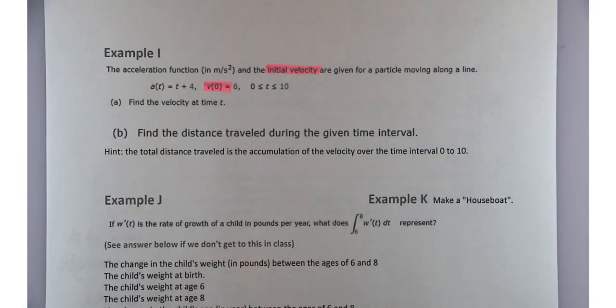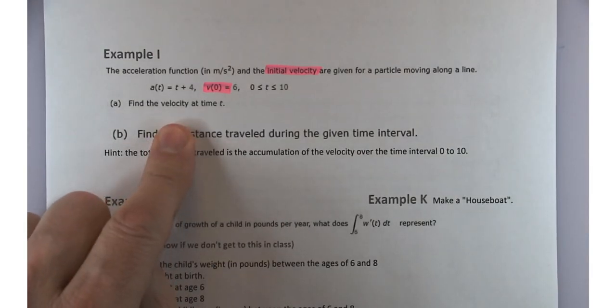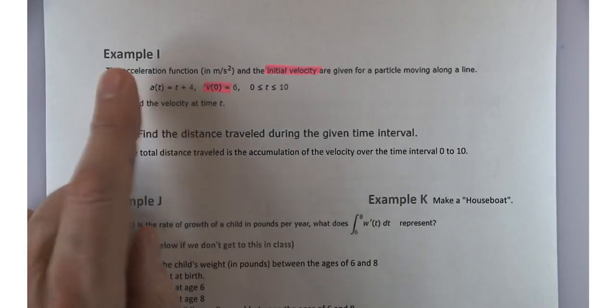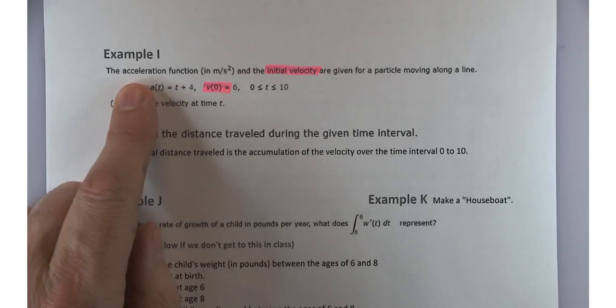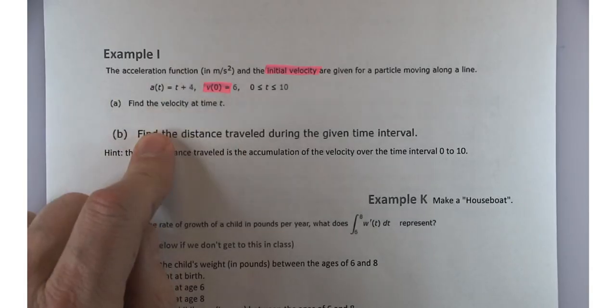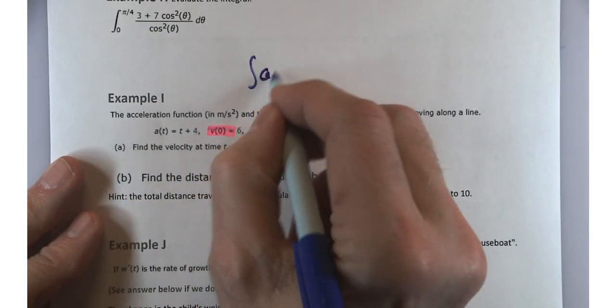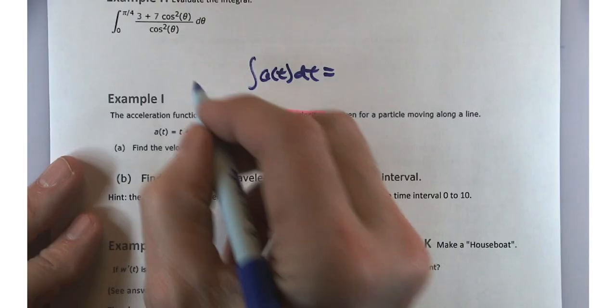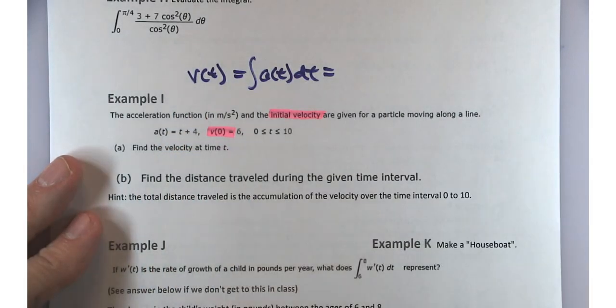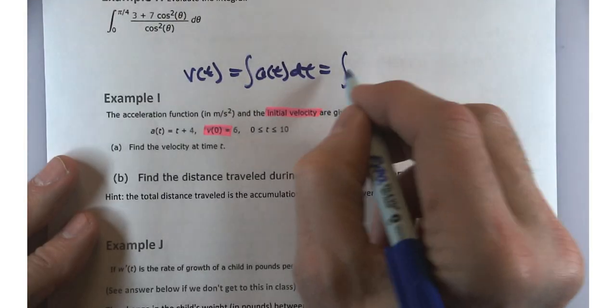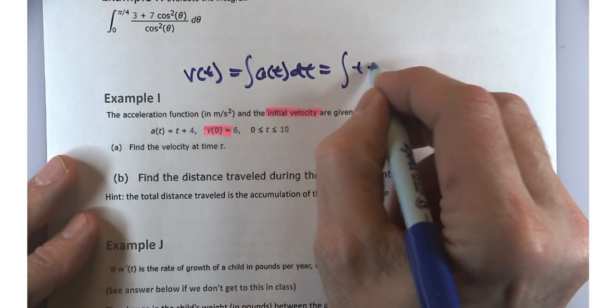How would you find the velocity? Well, t time is usually like, what, 8 a.m.? Well, let's do it the other way. If I had the velocity, how would you find the acceleration? Take the derivative, right? But if you have the acceleration, the opposite operation would be the antiderivative, which would be integration. So we want to integrate this. Integrate our a of t dt, and that's going to be our velocity function. Okay, so it's going to be the integral or the antiderivative of t plus 4 dt.